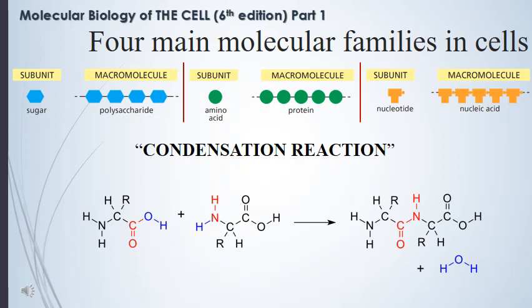Now, this reaction is not energetically favorable. It cannot happen spontaneously. It requires energy to be inputted into it, and we will definitely go in depth in what exactly that energy is and where it comes from.